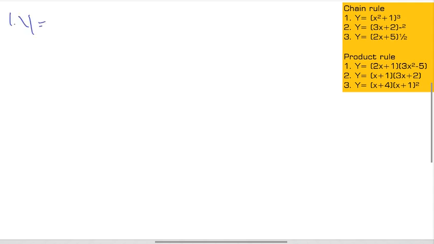Question 1 says y is equal to x squared plus 1 all in bracket raised to the power of 3. So now we have to find the derivative of this. Basically, we have to find dy over dx of this expression, right? Now there are two ways to do this.